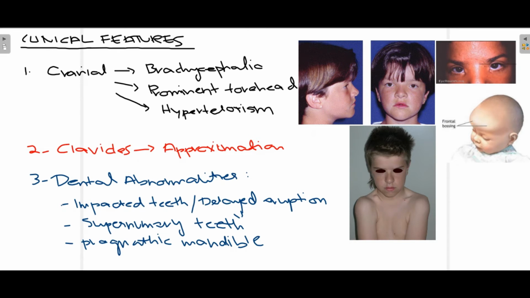The second abnormality is related to your clavicles. Third is dental abnormalities. This is the thing that concerns us the most. In this case, there will be some impacted teeth, or the teeth will be delayed in their eruption, and that is the main reason that they are impacted, so the eruption is delayed.